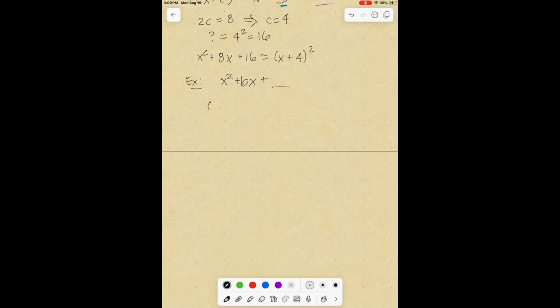And we again use the same fact that x plus c in parentheses squared is equal to x squared plus 2cx plus c squared. And we have x squared plus bx. And we want to figure out what to add and how to factor it into a perfect square. And again, if you match these two equations together, you see that b is going to equal 2c.